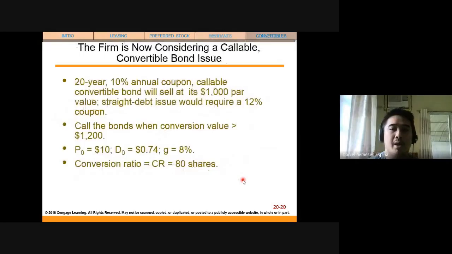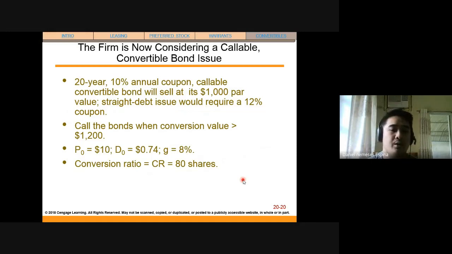So the firm is now considering a callable convertible bond issue. After discussing the lease, the preferred stock, and warrants, let's talk about the convertibles. Again, we can issue two types of convertibles. The bonds can be converted into common stocks, or perhaps the preferred stock can be converted into common stocks. So a 20-year, 10% annual coupon, callable convertible bond will sell at its 1,000 par value. A straight debt issue would require a 12% coupon.